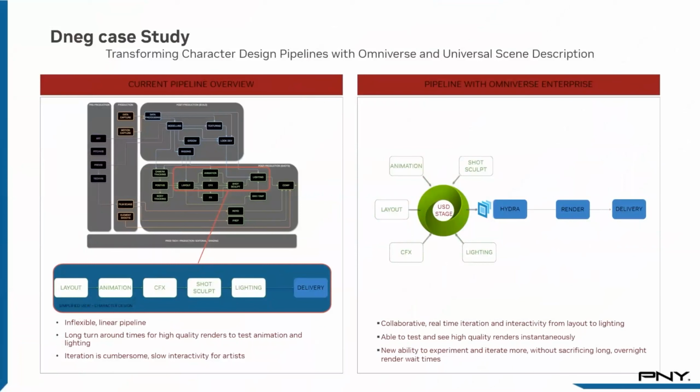Their existing pipeline was inflexible and linear, with long turnaround times for high-quality renders to test animation and lighting, and iterations was cumbersome with slow interactivity for artists. With NVIDIA Omniverse, they are able to do iterations in real time and interactively from layout to design. They are able to test and see high-quality renders instantaneously, and they now have the ability to experiment and iterate without long overnight render times.